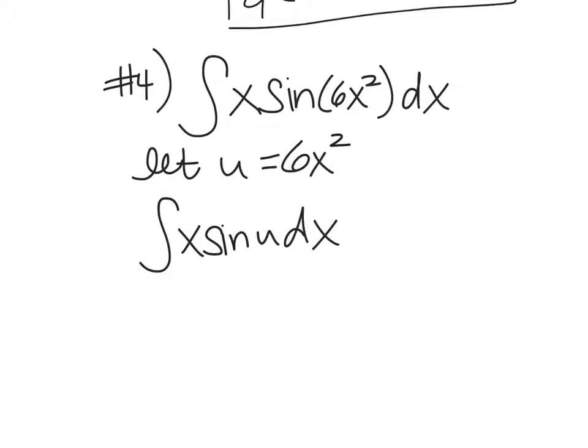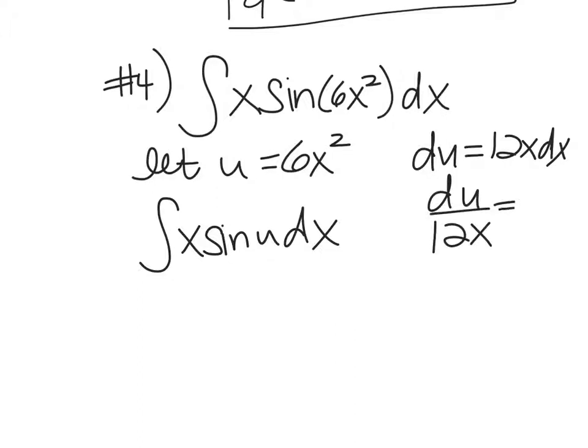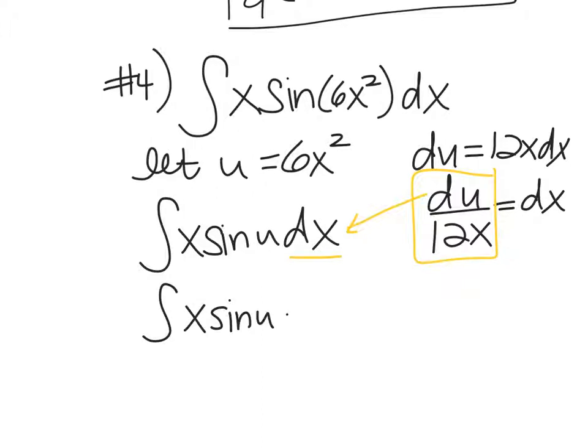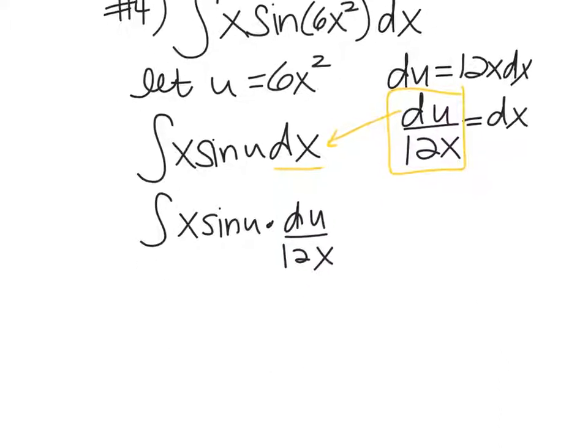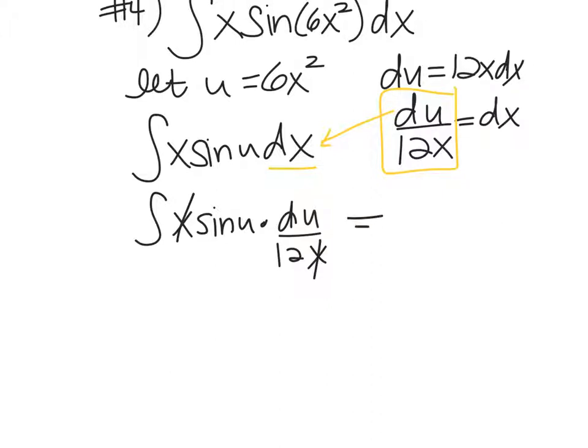So then a lot of people here will go du equals the derivative, which is 12x dx. Some people do it that way. I just do du over 12x. So then du over 12x equals dx. And then we're going to take that and plug it in here. So you get the integral of x sine u times du over 12x. The x's will be gone. And then I like to take that 1/12 out front. Sine u du.